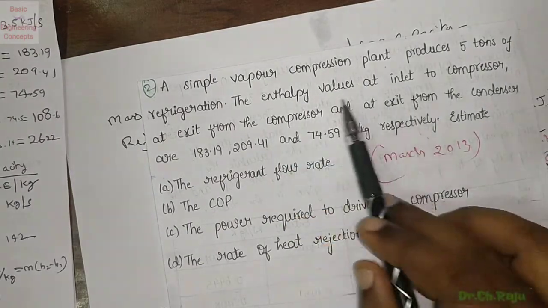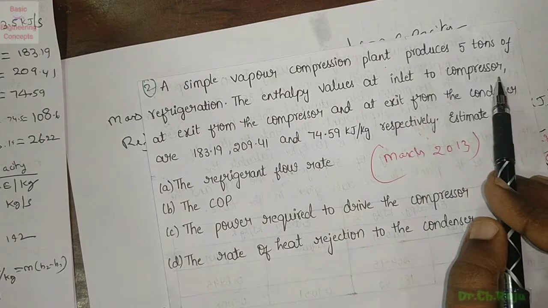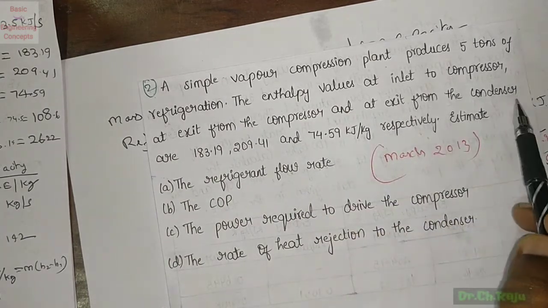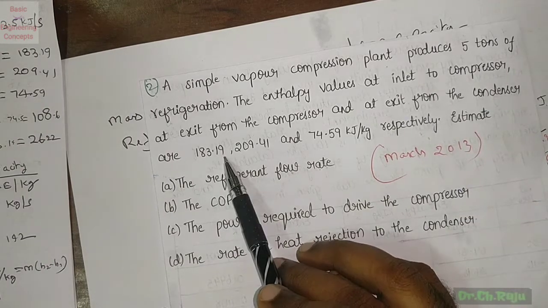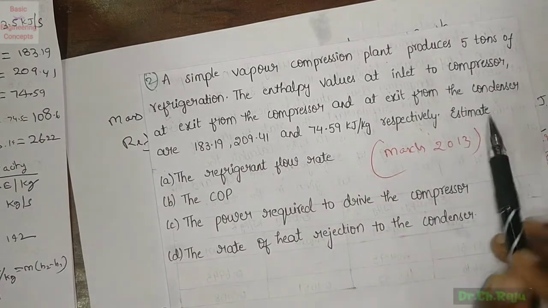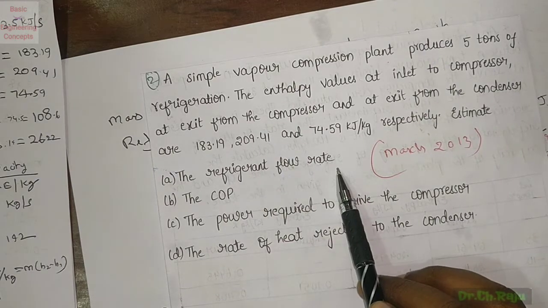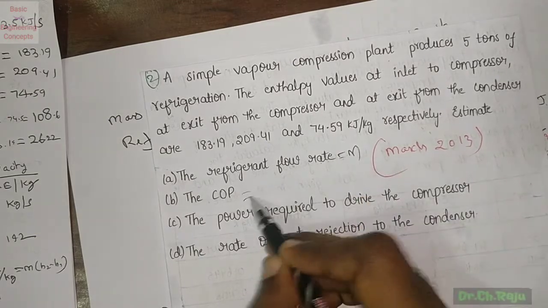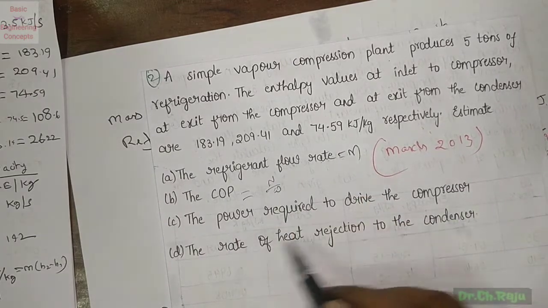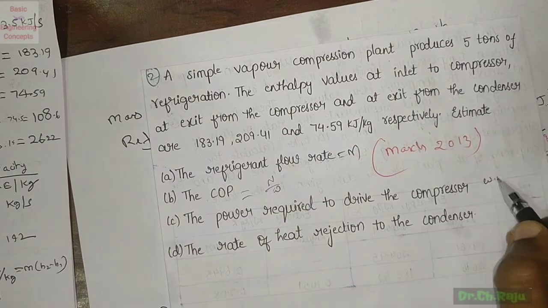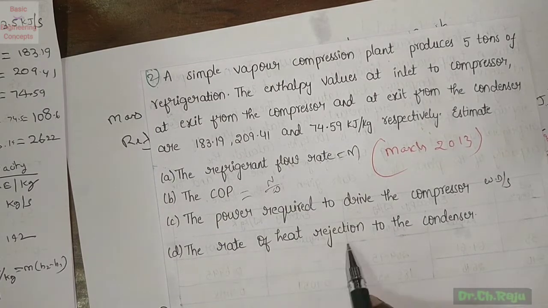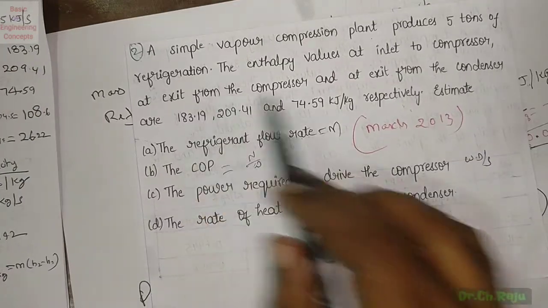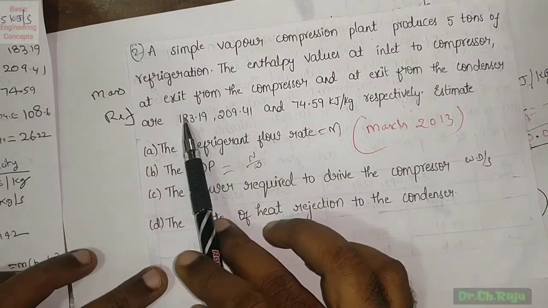The enthalpy values at the inlet to the compressor, the exit from the compressor, and the exit from the condenser are given. Estimate the refrigerant flow rate, that is the mass; the COP, that is N by W; the power required to drive the compressor, that is work done per second; and the rate of heat rejection in the condenser.